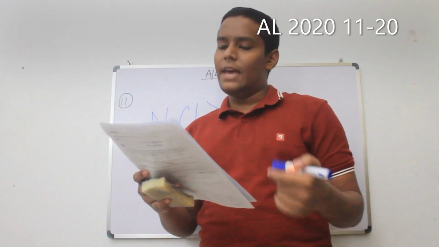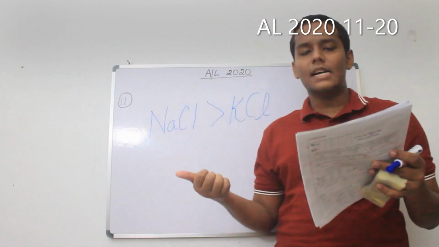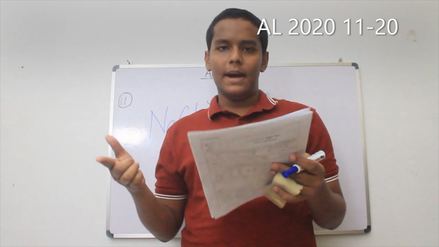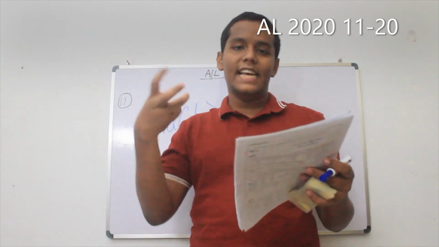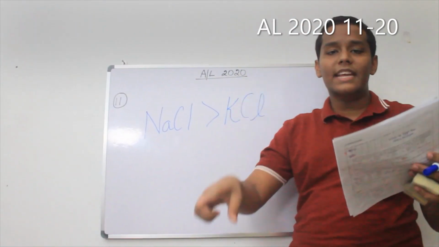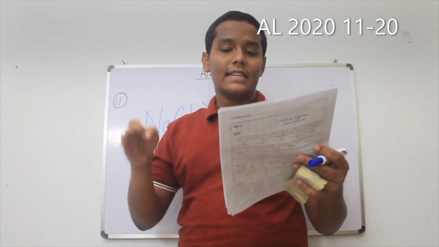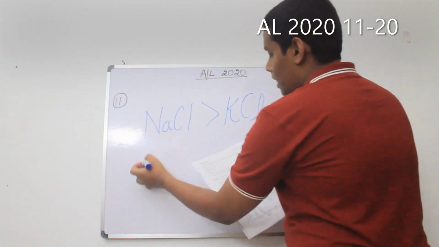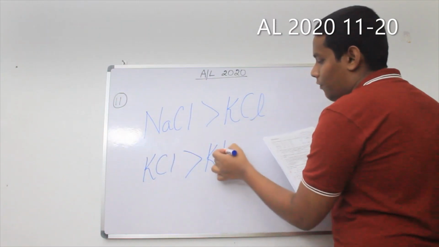Now I'm going to consider KF and KCl. You can take anything. If you consider KF and KCl, the charge and size of the cation K plus is common. The charge on the anion is also common, -1. But the size of Cl minus is bigger. Since the size of Cl minus is bigger, the polarizability of Cl minus is bigger, which means the covalent character associated with KCl is greater than that of KF. Covalent character of KCl is greater than the covalent character of KF.